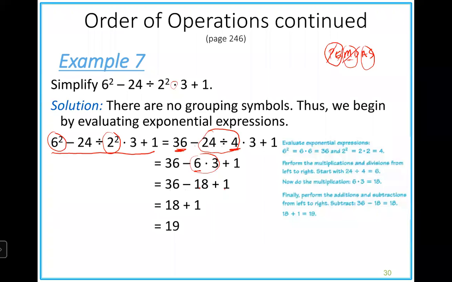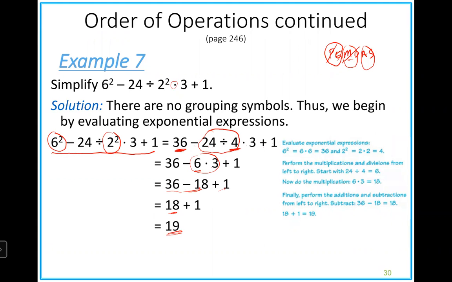All we have left to do now is addition and subtraction, and you do it in the order that it appears. The subtraction came first, so 36 minus 18 is 18. Then you bring the 1 down. 18 plus 1 is 19. And so that's how we complete that, making sure we are following the standard PEMDAS, the correct order of operations.